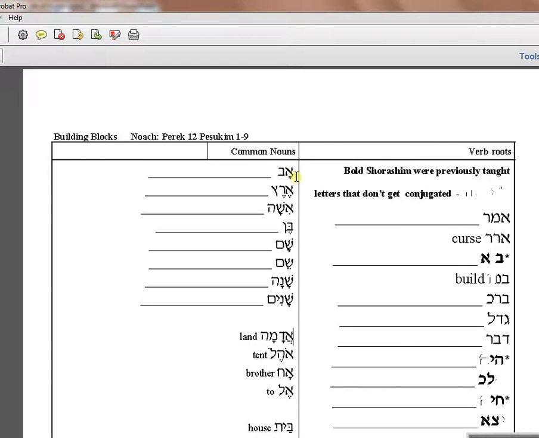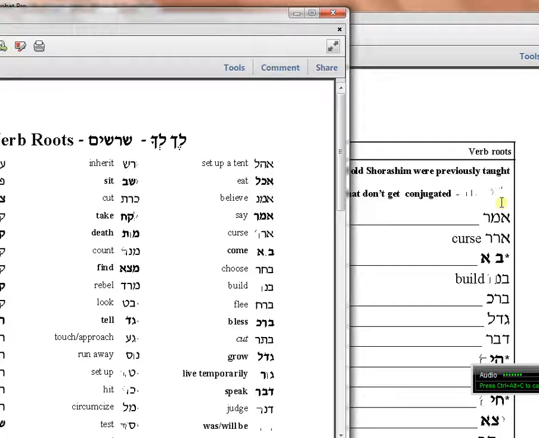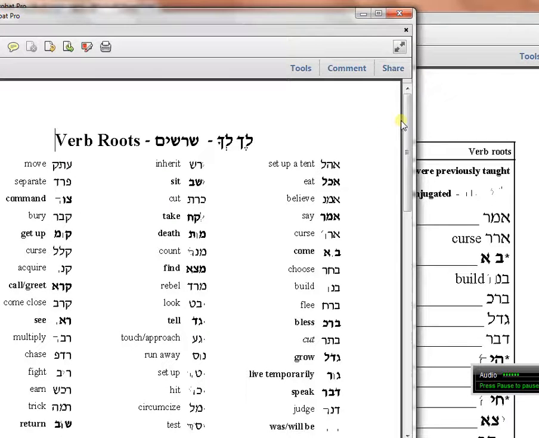What I'd like you to do now is to pause the video and to try to prepare and to fill out the vocabulary words that we've already learned. If there are any words that you don't know in the verbs, you can take out your verb source sheet, which has all the verbs for the entire parsha, and use it as a reference for all the verbs.